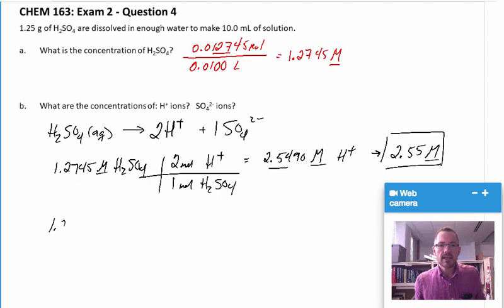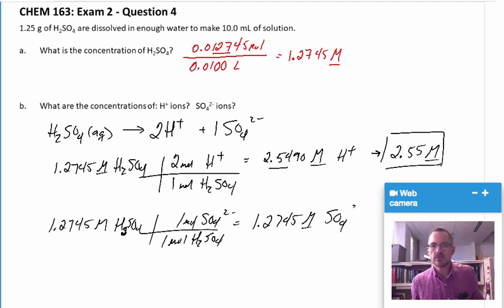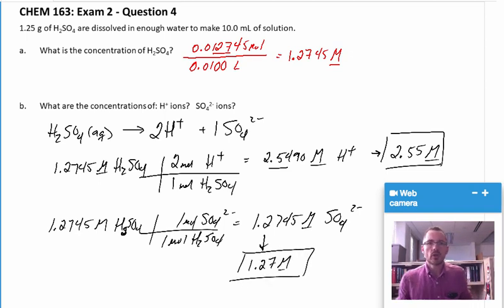And then if I do the exact same thing, 1.2745 molar of our sulfuric acid, and we do this for our sulfate ions, it's just going to be a 1-to-1 ratio. Which again will just be 1.2745 molar of our sulfate ions. So that is going to be 1.27 molar. So we have our breakdown for the concentration of our overall ions and our overall compound.